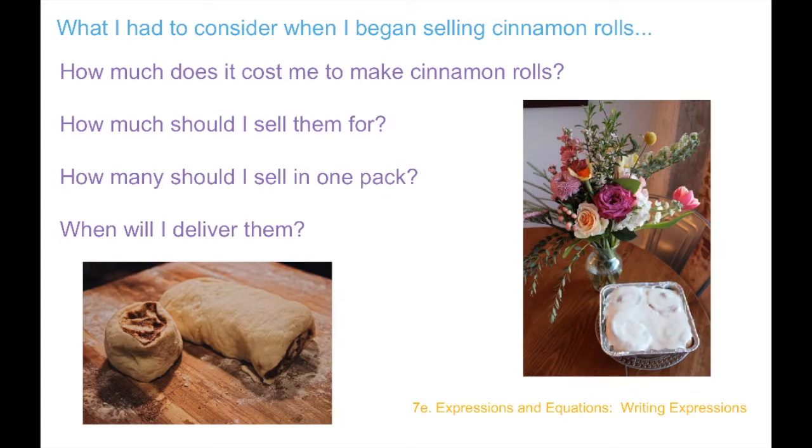There were several things I had to consider when I began selling cinnamon rolls, like how much it would cost me to make the cinnamon rolls versus how much I should sell them for, how many should I sell in one pack, when will I deliver them, how do I time out my deliveries to make sure everybody gets their cinnamon rolls on time while they're still warm, and doing the best route possible when delivering. So there's a lot of math that goes into that.